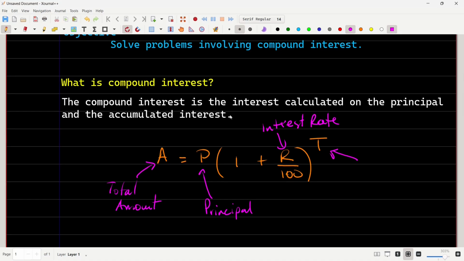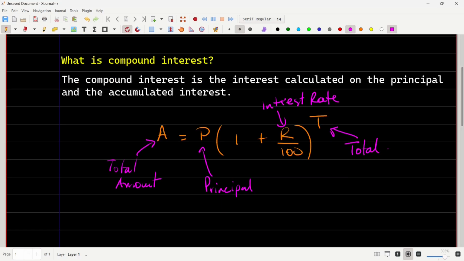Then finally you have T. T is nothing more than the total number of compounding periods that you have. Let's say, for example, that you have interest added every month or you have interest added every quarter. It's basically how long you're going to have that interest adding on. So like say you can have it added for every month for 24 months, or you can have it every year for 50 years. Okay, so this here is basically the total number of compounding periods.